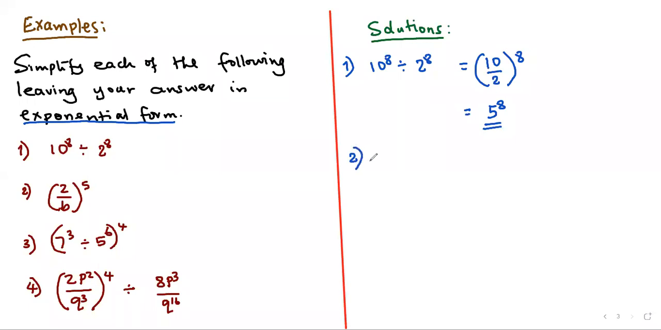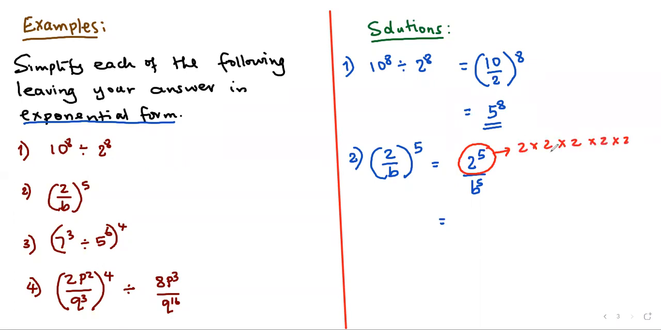Okay, so number 2: 2 out of b to the power of 5. What should I write? This will be 2 to the power of 5 out of b to the power of 5. What is 2 to the power of 5, student? 2 to the power of 5 means 2 times 2 times 2 times 2 times 2, 5 times. 32, very good. 2 times 2, 4, 4 times 2, 8, 8 times 2, 16, 16 times 2, 32. So it means that we have 32 out of b to the power of 5. You get it? Yes.